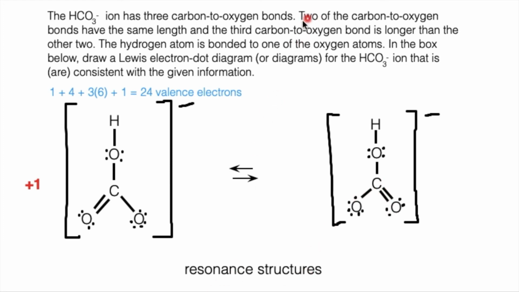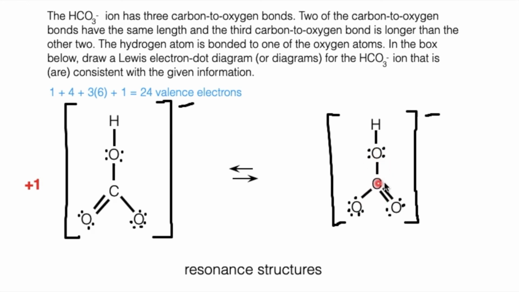So the question told us that 2 of the carbon to oxygen bonds have the same length, and the other bond is longer than the other 2. In the HCO3 minus ion, the double bond is being shared between these 2 oxygen atoms. That means that these oxygen atoms actually have a fractional bond. They have a 1.5 bond. And the single bond on the oxygen up top is actually going to be longer than both of those 2.